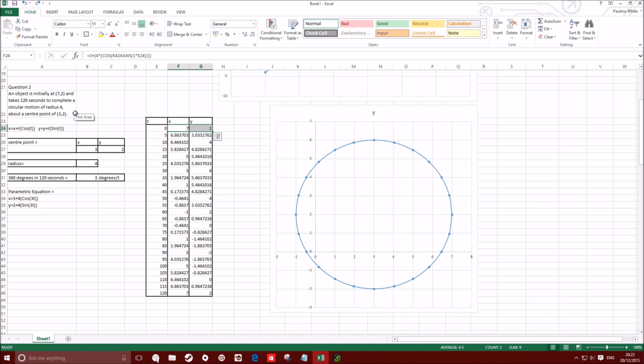If you want to switch the direction of a circular motion, all you do is switch the cos and sine in the x and y.